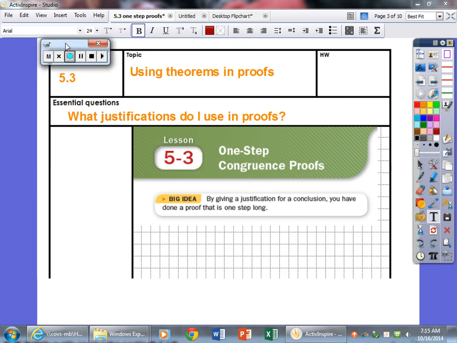Okay, so we're looking at section 5.3 in your book, and what we're starting here is we're going to start writing proofs, and this is called using theorems in proofs. A question that we're going to answer right away is, what justifications do I use in proofs? So we're going to be doing one-step congruent proofs, and the big idea here is figuring out what justification you can give for a conclusion that you want to make.